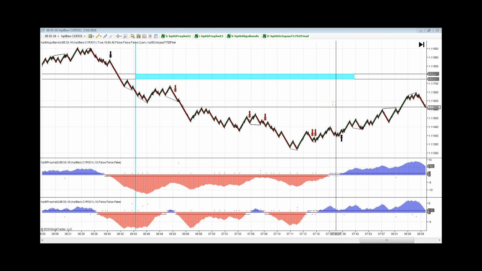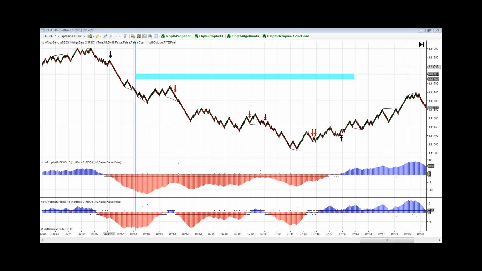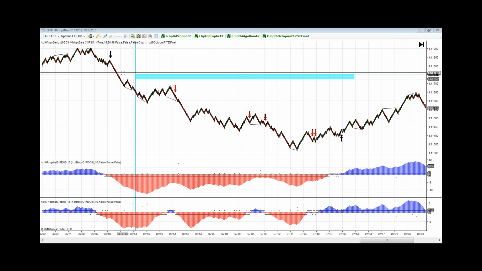We'll take a look here. Here was an algo band that formed at 6:43 my time. If we look back to the left, the previous trade was down. So, well, I stand corrected. This is the algo band here. This one formed at the same place that this one did, so that's why it didn't make any sense.